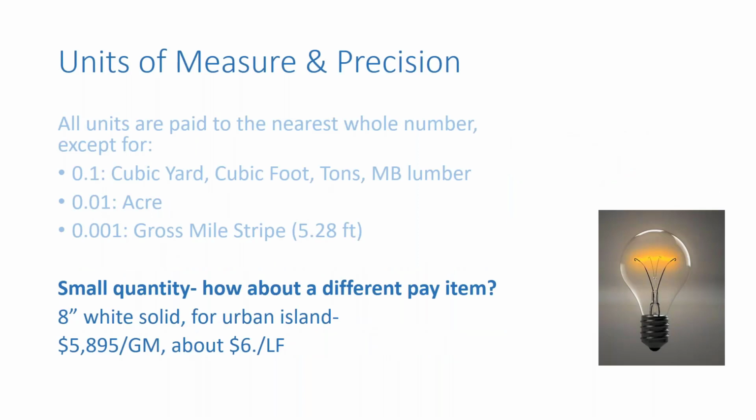Down at the bottom, we have some that have asked us about changing the precision on some of our pay items, specifically for striping, because we sometimes use an 8-inch gross mile item, but we're using very small quantities. So while it sounds like a better idea to switch between the gross mile and the linear foot item, when you look at the unit costs, it doesn't seem to work out quite as well.